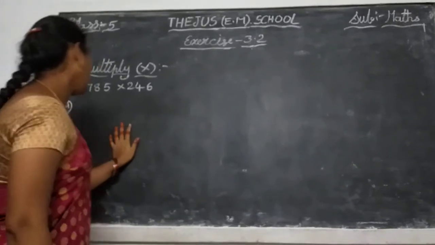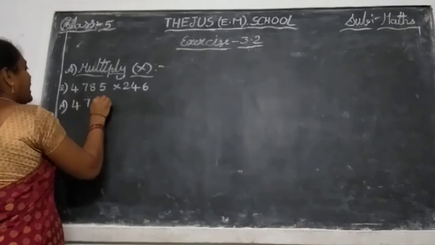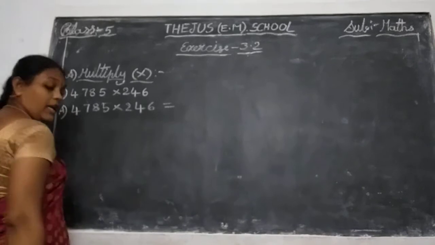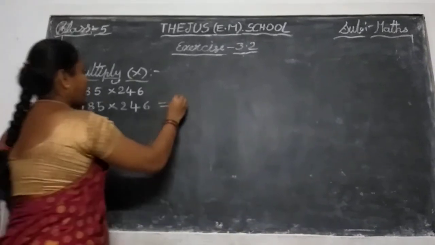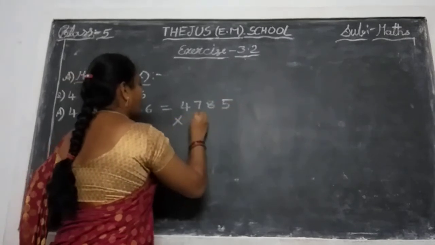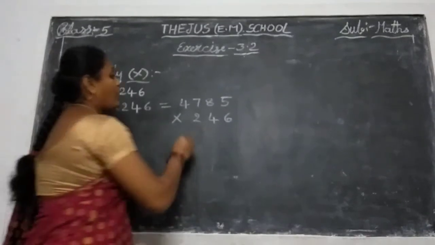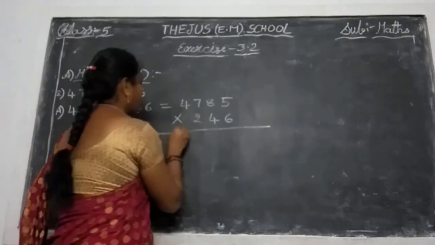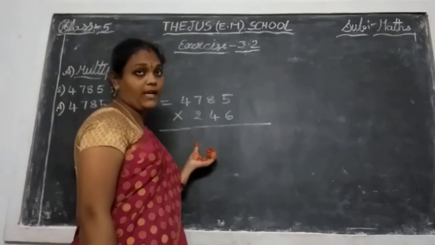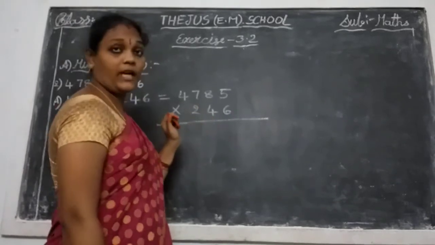See our next one, second sum. The given numbers are 4785 into 246. Okay. Now we'll write this sum properly. 4785 into 246. Okay children. Now we'll do the multiplication. First, what is the ones place, what is the tens place and what is the hundreds place here? 6 is ones place, 4 is in tens place and 2 is in hundreds place.